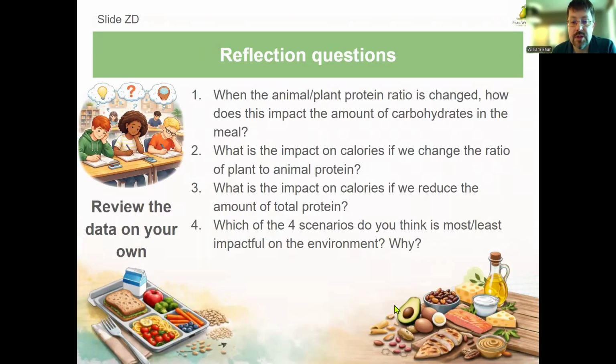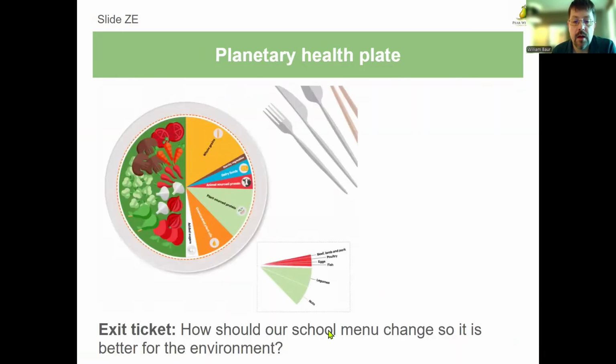So there's data for students to explore and to discuss the environmental impacts of plant and animal protein and protein versus carbohydrate ratios. And so our exit ticket has us consider how can we change our school menu so that it's better for the environment.